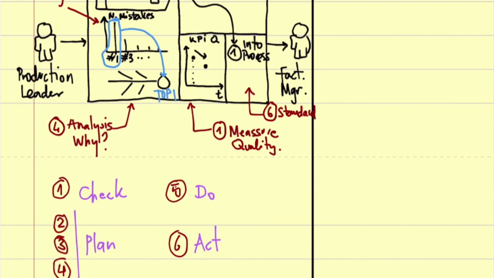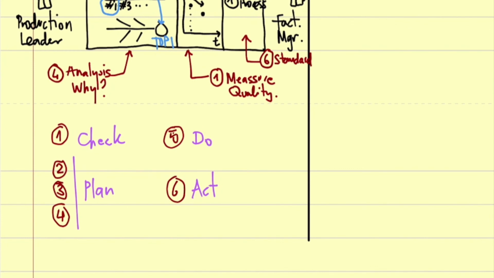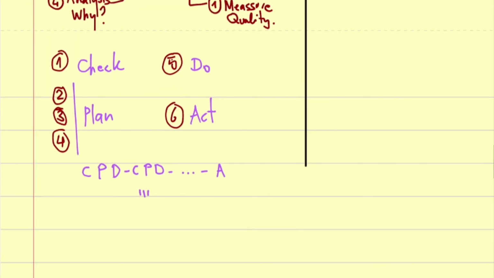Okay? So, as you can see, we start with check. C. We continue with P, then D, and then C, P, D, and so on and so forth until we standardize our process. So we call our process management CPDA. Let me put it down. This is important. This was one of the questions in last exam.